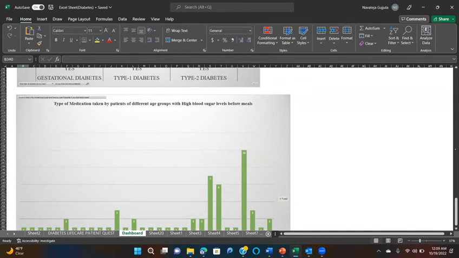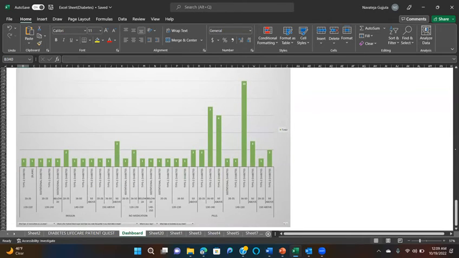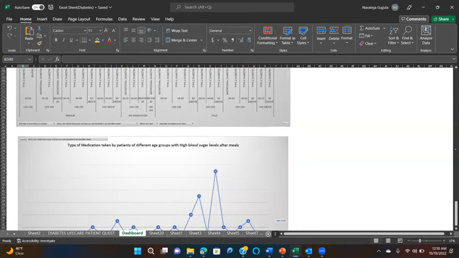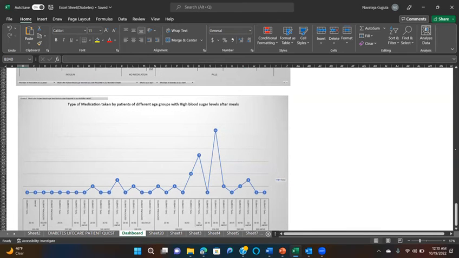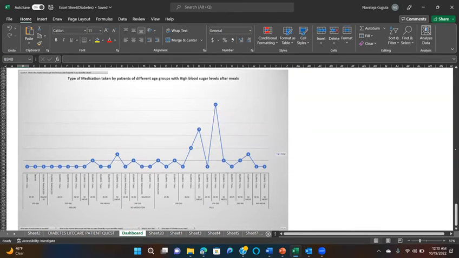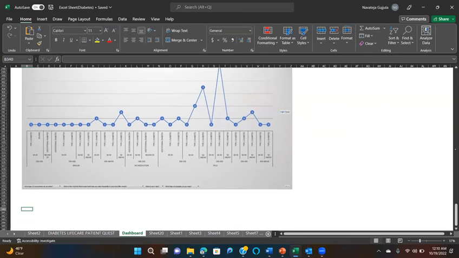We compared the medications taken by different age groups with high blood sugar levels before meals. We observed that people with blood sugar above 150 before meals are taking insulin, and 70% of them are type 1 diabetic patients. For medications taken after meals, people between 36 and 50 with high blood sugar levels are taking pills, and the rest, above 50, are taking insulin.